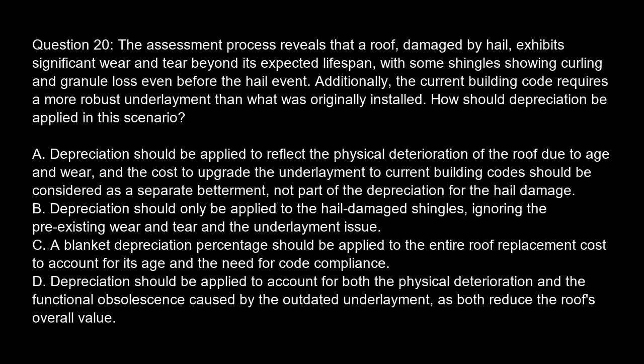Option A. Depreciation should be applied to reflect the physical deterioration of the roof due to age and wear, and the cost to upgrade the underlayment to current building codes should be considered as a separate betterment, not part of the depreciation for the hail damage. Option B. Depreciation should only be applied to the hail-damaged shingles, ignoring the pre-existing wear and tear and the underlayment issue. Option C. A blanket depreciation percentage should be applied to the entire roof replacement cost to account for its age and the need for code compliance. Option D. Depreciation should be applied to account for both the physical deterioration and the functional obsolescence caused by the outdated underlayment, as both reduce the roof's overall value.